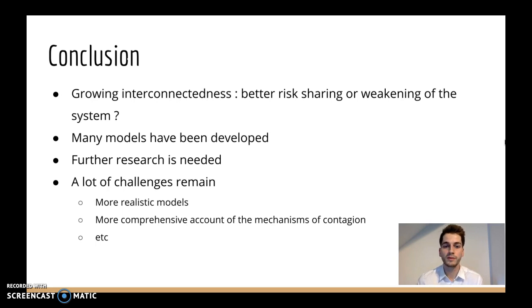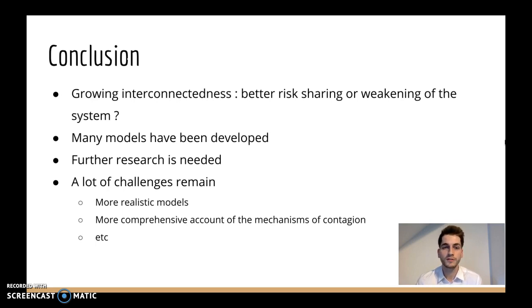Many models have been developed in order to have a better understanding of these mechanisms, but further research needs to be done in order to have accurate contagion measures. Also, there is still some work to be done concerning the relationship between financial losses and the supply of credit and their impact on the real economy.